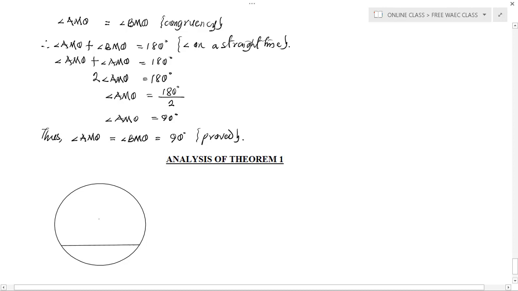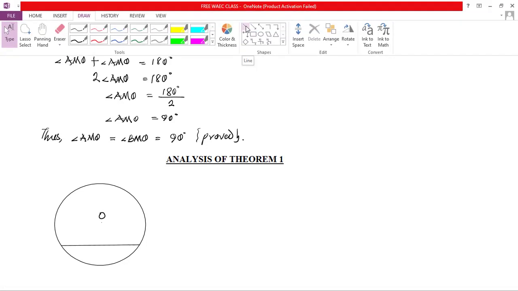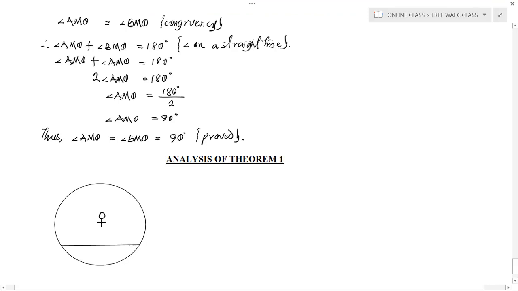Then we have the center. This is the center, center O. Draw a line from the center perpendicular to the chord. So from there, we have angle 90 degrees here. Here is A, here is B, O here, and here is M.